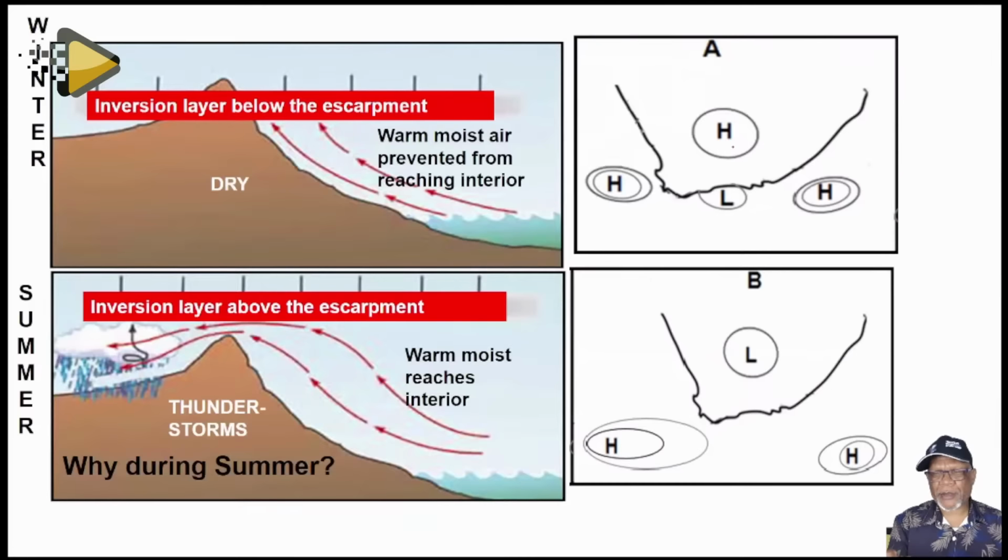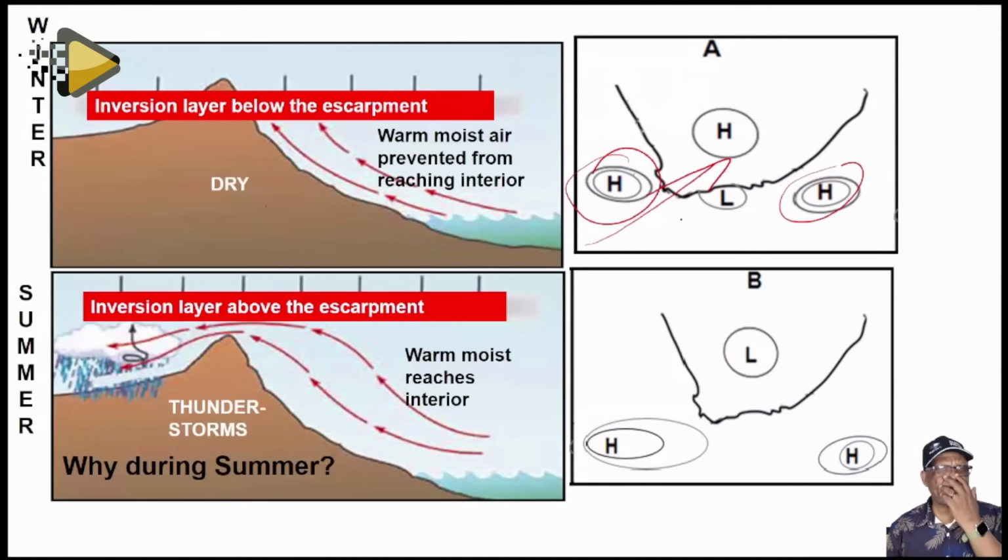So this diagram and this diagram are related. So this is a typical winter condition. And you can see now the high pressure cell is further north, and therefore it's going to allow the passage of the mid-latitude cyclones to pass into the interior.